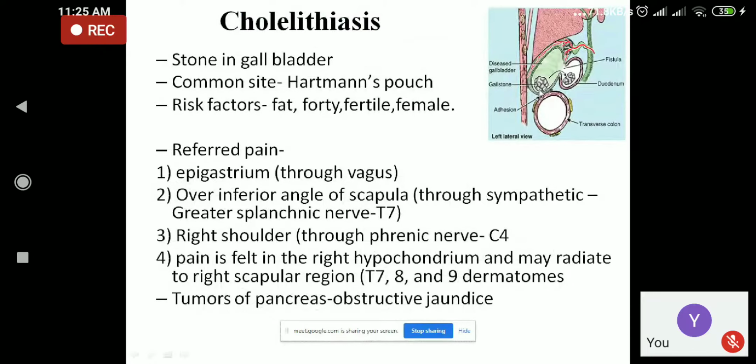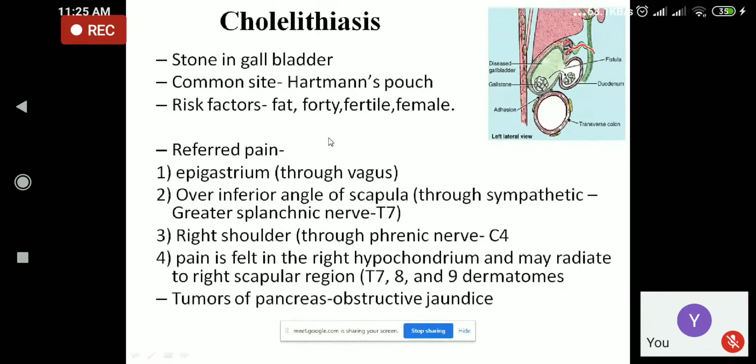Cholelithiasis. So look here. This is a gallstone, and as I told you, it is most common in Hartmann's pouch, and the risk factors are fat, forty above, fertile, and female. I forgot to add fair: fair, fatty, forty, fertile, female. So this is very common in these cases.